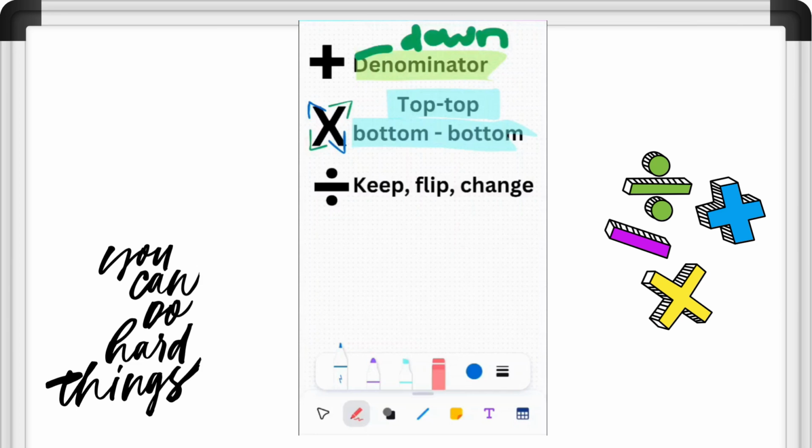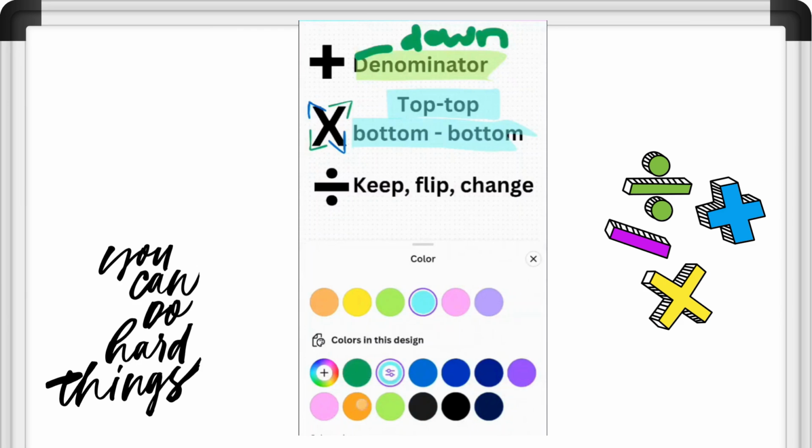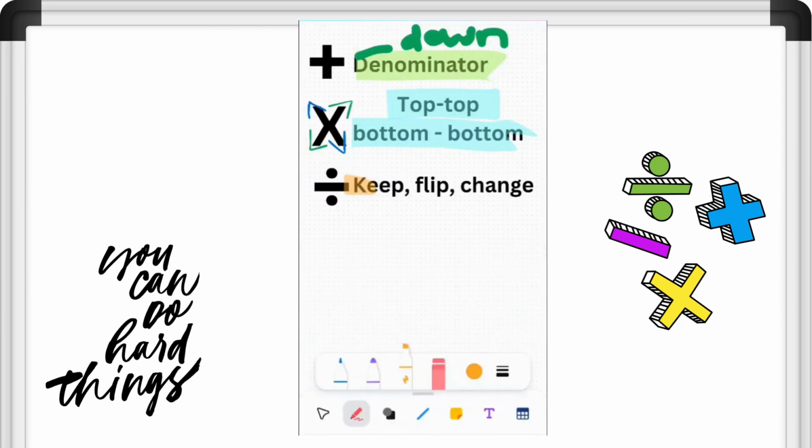Then when we go to division, we have 3 steps. Easy way to remember it is our KFC. We keep the first one, flip the second one, and change the sign. Sign change, that means we have to change the sign from division to multiplication. But first you need to flip it. So the denominator becomes the numerator, numerator becomes the denominator. Easy way to remember which one is which. Numerator, you can see it looks like a little arrow going up. And denominator, D for down.